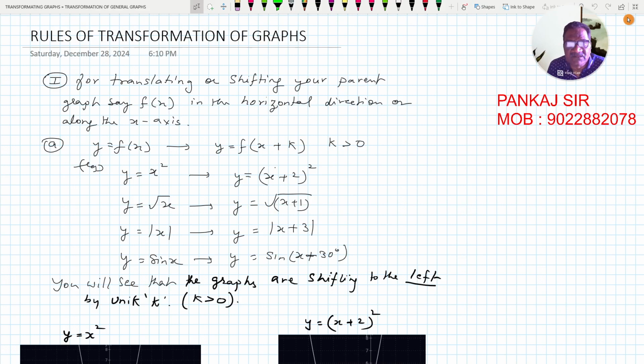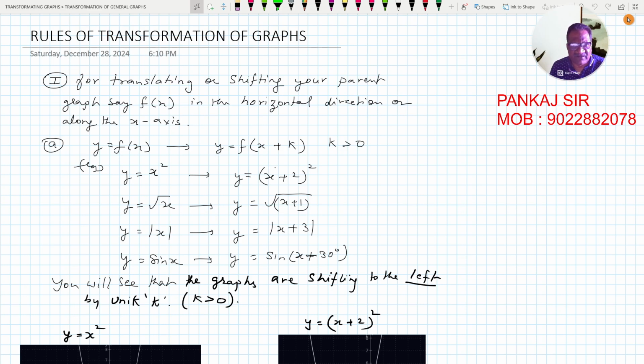In today's session, I'm going to start with a very interesting topic in mathematics that is known as transformation of graphs. Now you know that there are various types of functions, and different functions can be represented by different graphs. And these graphs can be transformed, they can be moved, or they can be changed from one form to another form. That is exactly what we are going to study in this particular session.